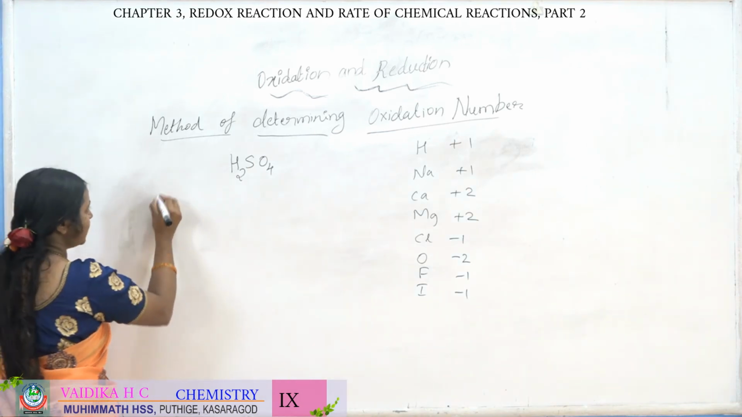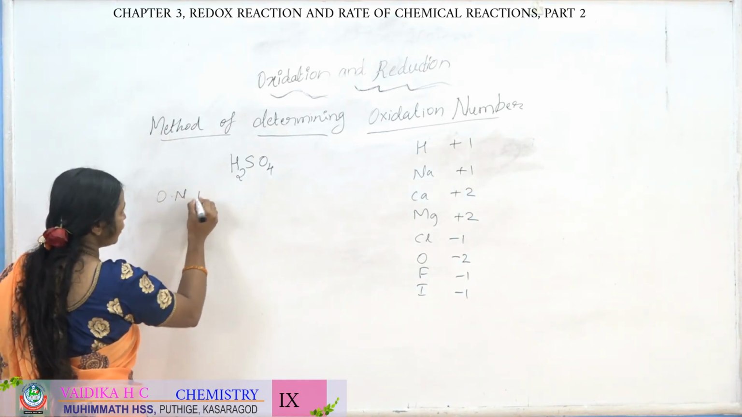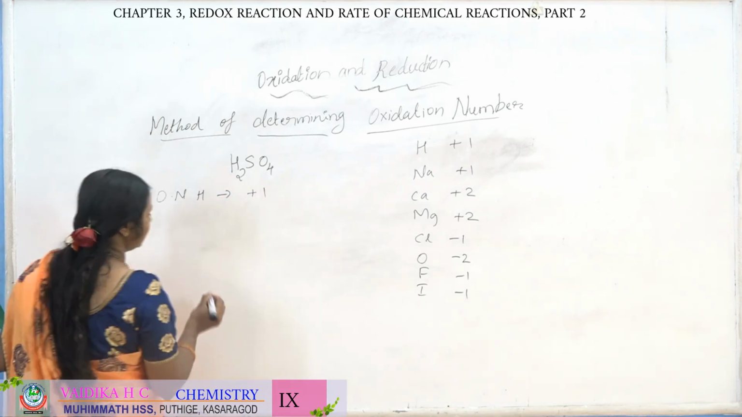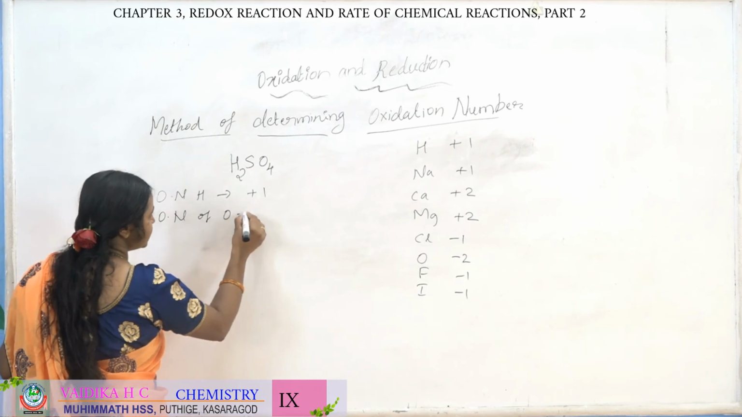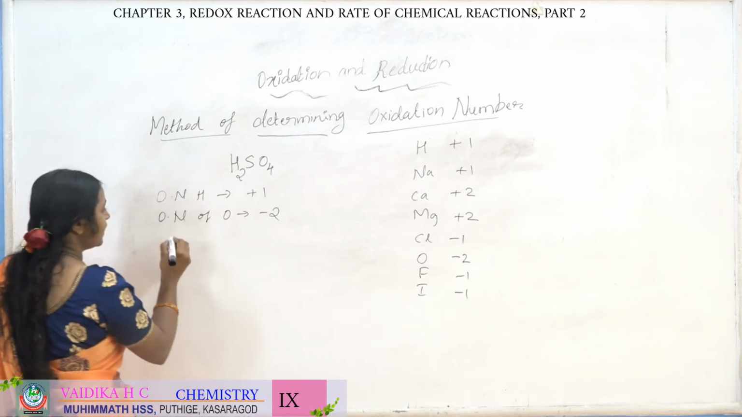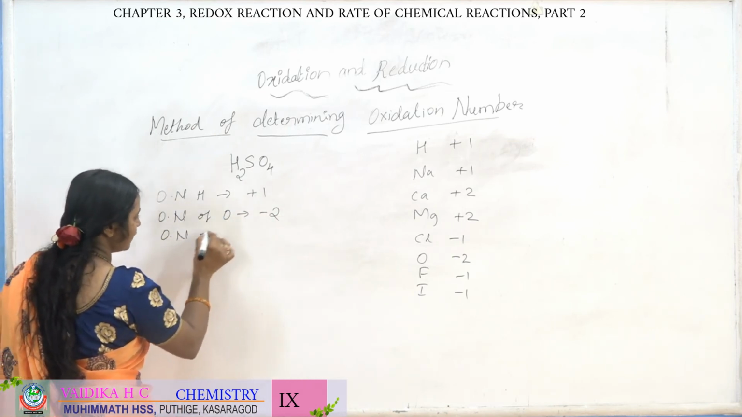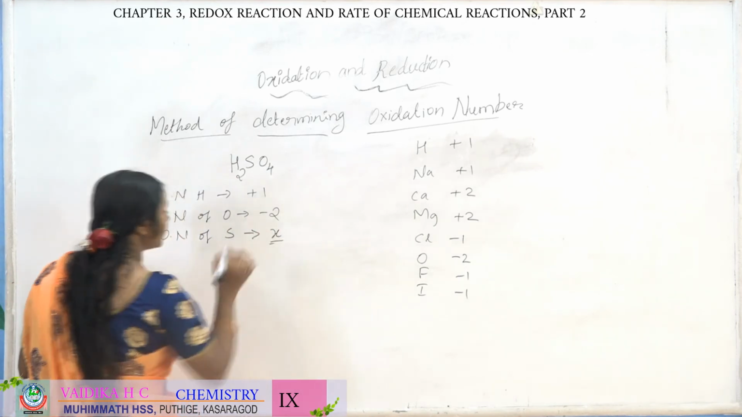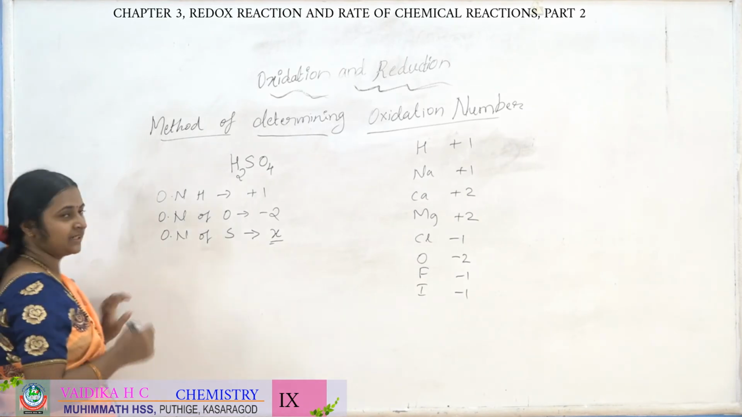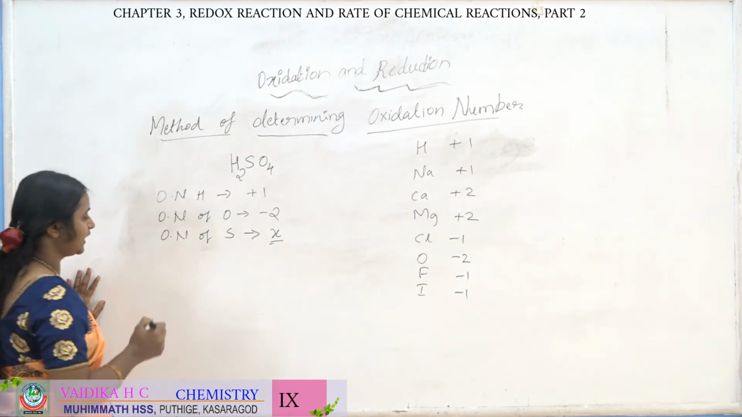So the oxidation number of hydrogen is +1, right? The oxidation number of oxygen is -2, but the oxidation number of sulfur we don't know. We will take it as X. So let us find out this X. How can we find out?